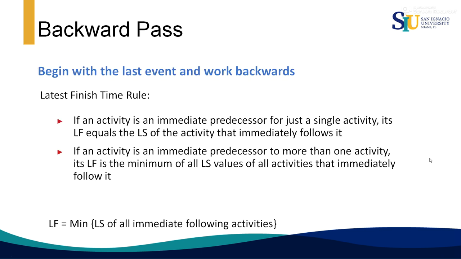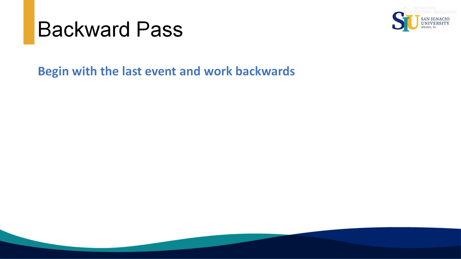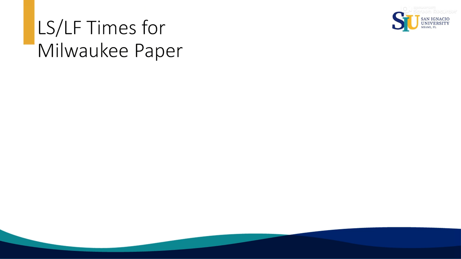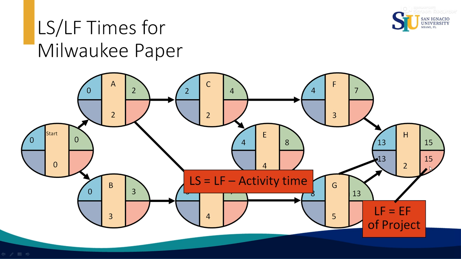Then we do the backward pass. This is the forward pass. The backward pass, we start then from the last. We repeat, the latest finish is equal to the early finish. This is something that we assume. Then, instead of adding, we subtract: 15 minus 2 is going to be 13.